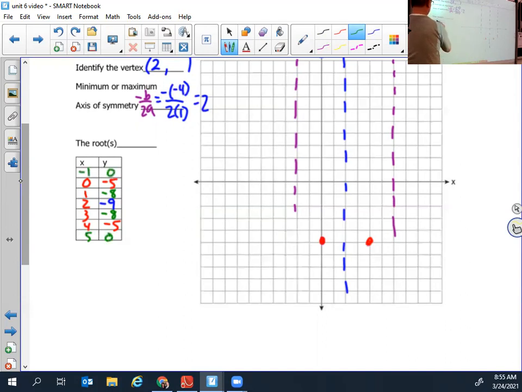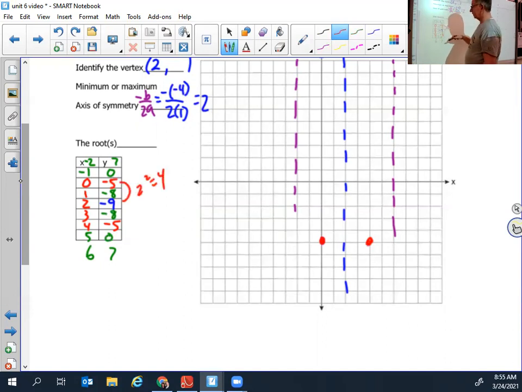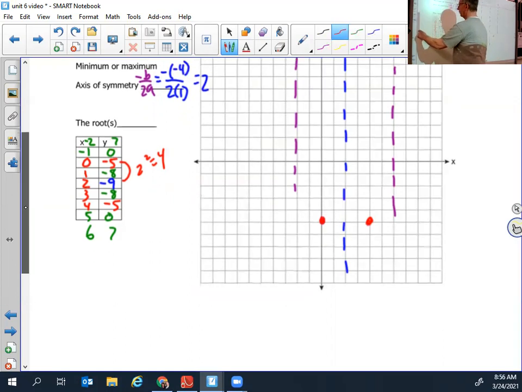But they told us to go from -2 to +6, which means I need to go out one more, and that's going to be at 7 and 7. Why do I know that? Well, how did I get the rest of this? Well, I know that this is 2 units away, and 2 squared is equal to 4. So I dropped it down 4. And then I just did what I told you before, out 1 and up 1, out 2 and up 4, out 3 and up 9. And then out 4 and up 16.